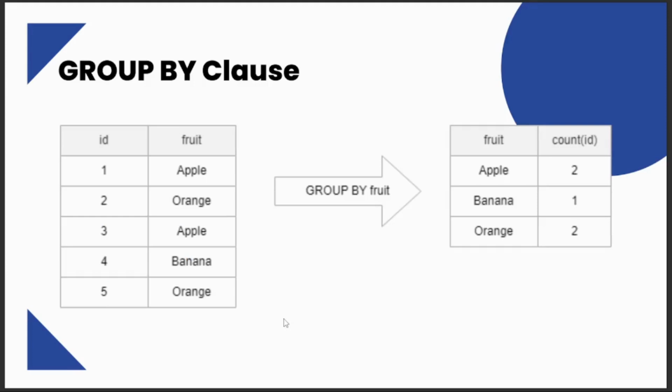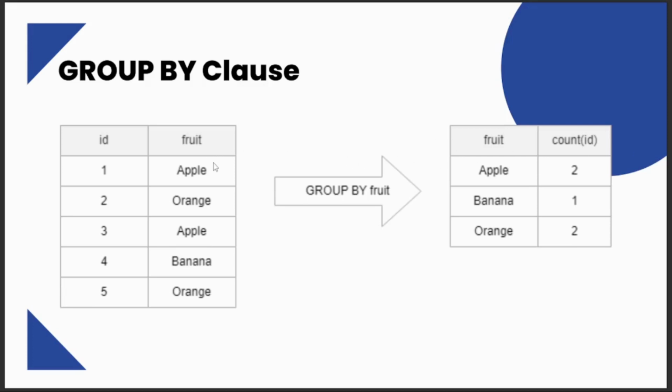This is an example of the group by clause. The table has an ID and a fruit name. ID 1 is apple, 2 is orange, 3 is again apple, 4 is banana, and 5 is orange. Suppose you are given a problem statement to find the count of each fruit that is present. Visually you can see that apple is present 2 times, banana 1 time, and orange 2 times. But how will you do it in SQL? The answer is using the group by clause along with the count aggregate function.